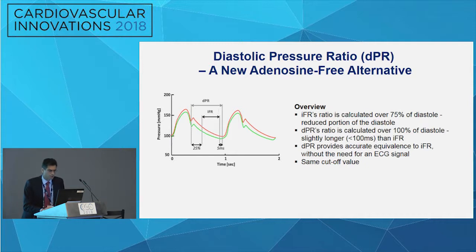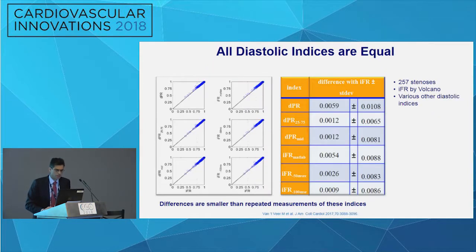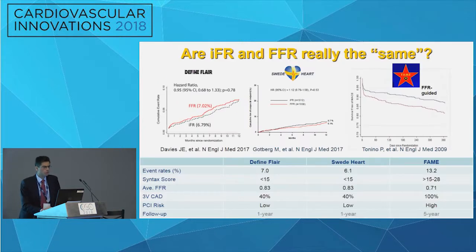You've heard about the diastolic pressure ratio already, and that makes sense. Instead of taking the whole cardiac cycle, you take diastole. That's where the coronary flow happens. That makes perfect sense, and you've heard already that this is similar. You've seen that the correlation is close to 0.99, 100%. And for all the resting indices, it is the same. So what to use when?